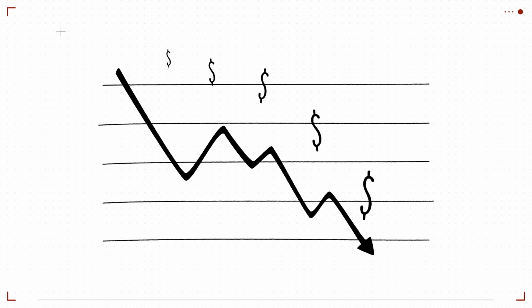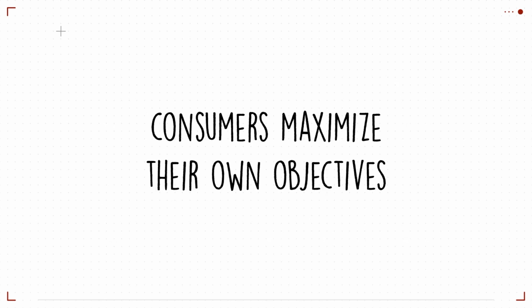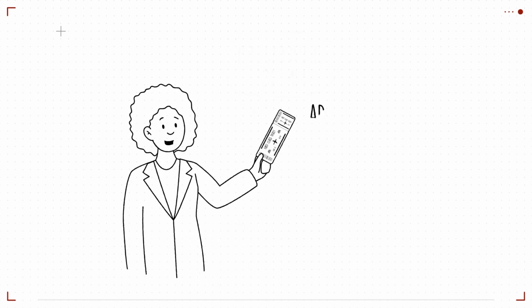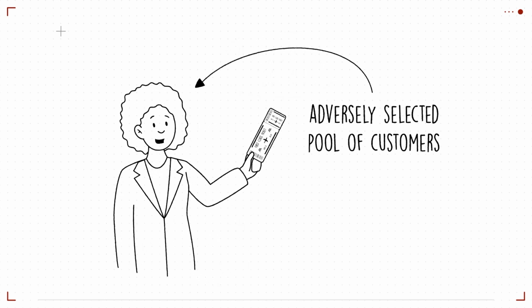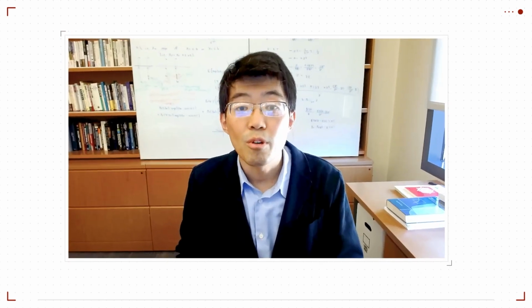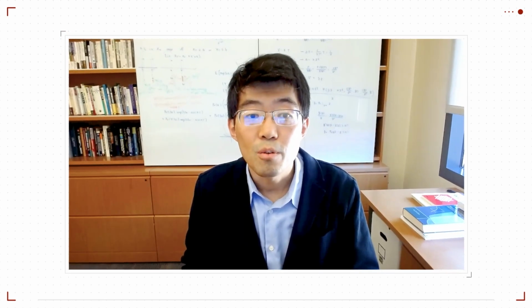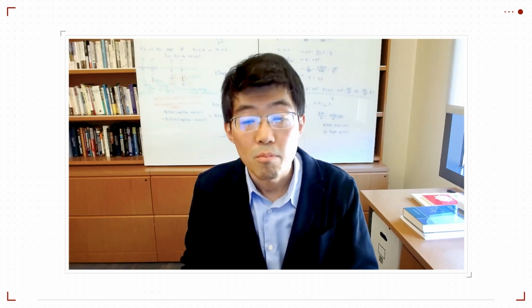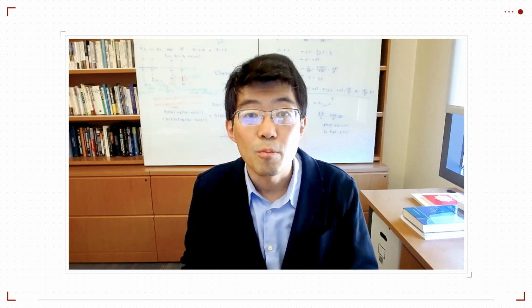The problem is, consumers try to maximize their own objectives, namely buying the ticket only if it is worth its money. As a consequence, American Airlines attracted an adversarially selected pool of customers compared to their overall customer base. This example reminds us that when we consider our business strategy, it is always good to remember the possibility of adverse selection.